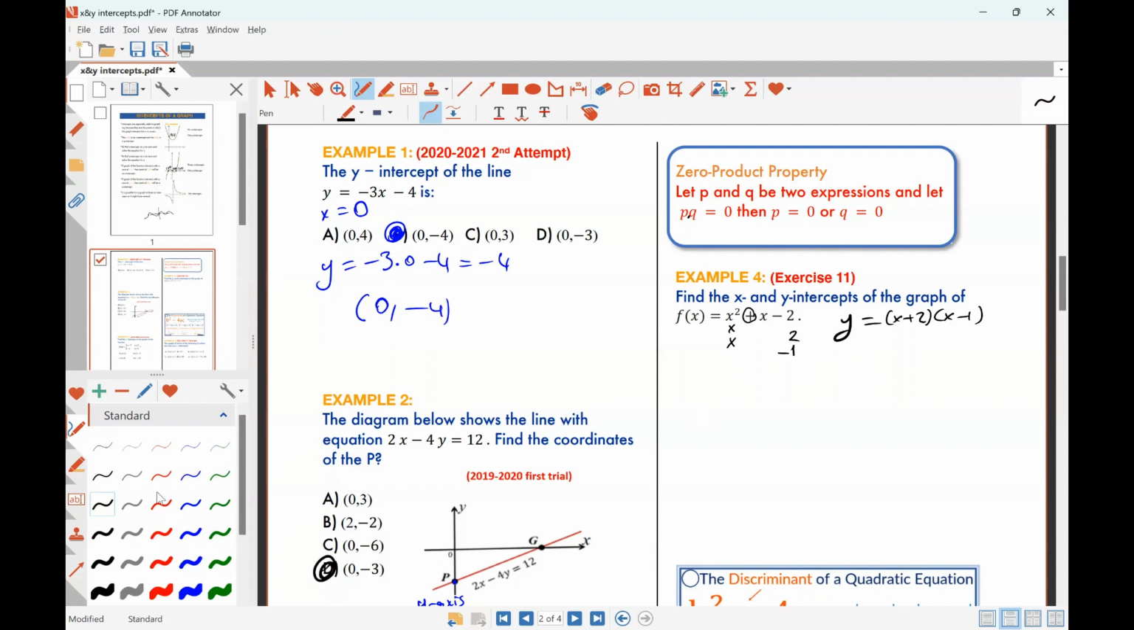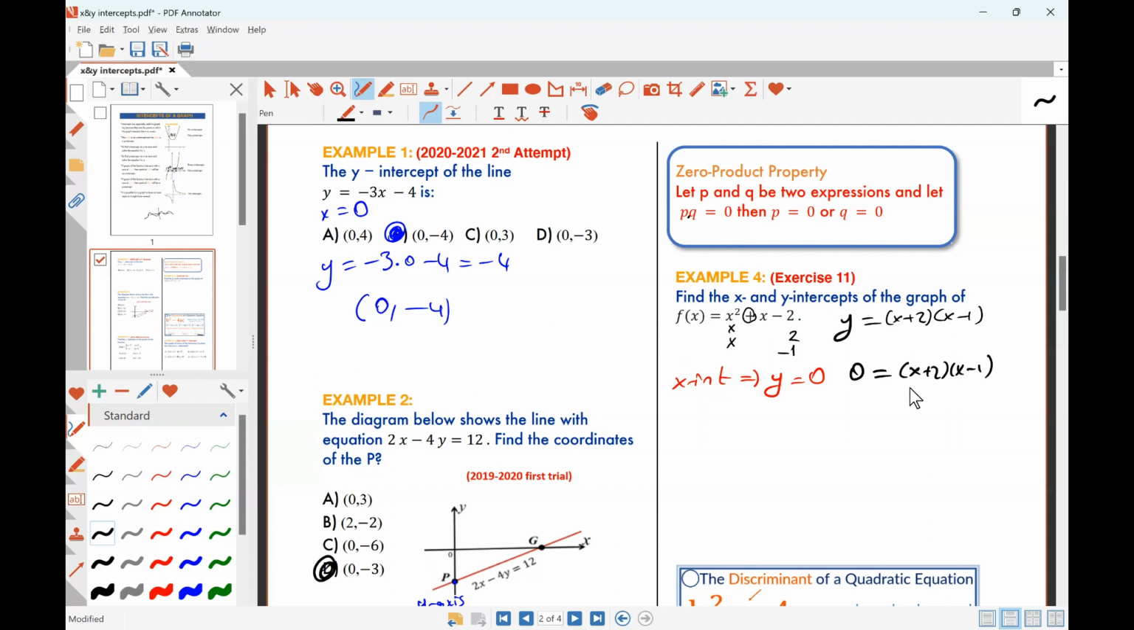Now let's find the intercepts. What am I looking for? I'm looking for x and y intercepts. So to find the x-intercept, we let y be 0. So equalize the given equation to 0. 0 equals (x plus 2)(x minus 1).